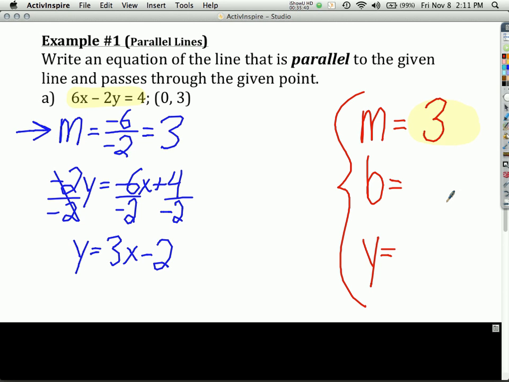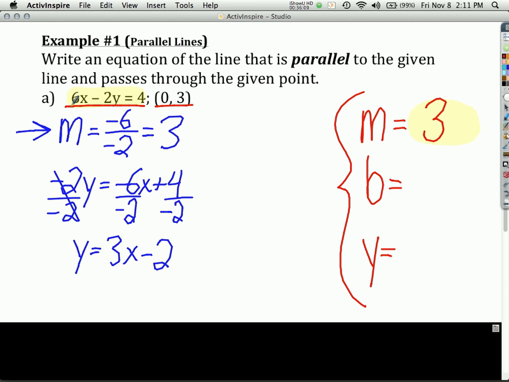Now I need the y-intercept. But here's where students get confused about the actual question. Here's a y-intercept. It's -2. But that's not the y-intercept I'm looking for. That's the y-intercept of this line right here. I'm not worried about this line. I'm trying to write a new line. I'm trying to write a new line that passes through this point and is parallel to this.